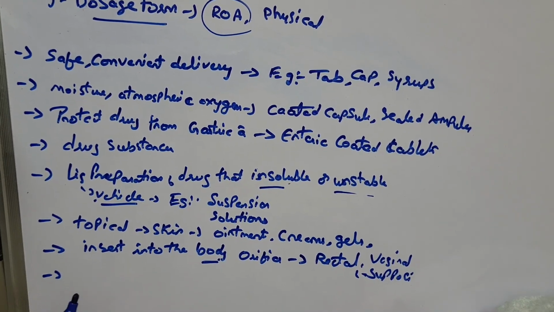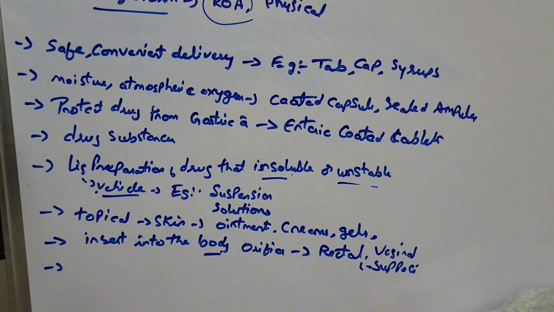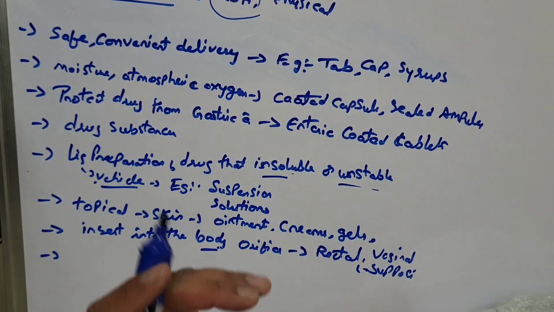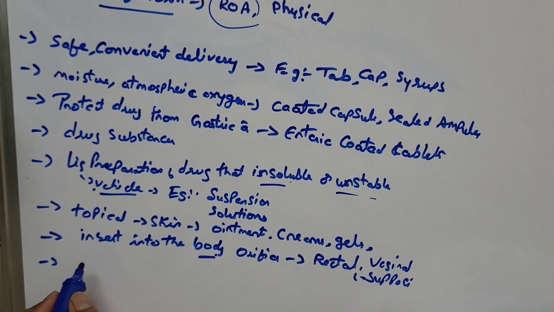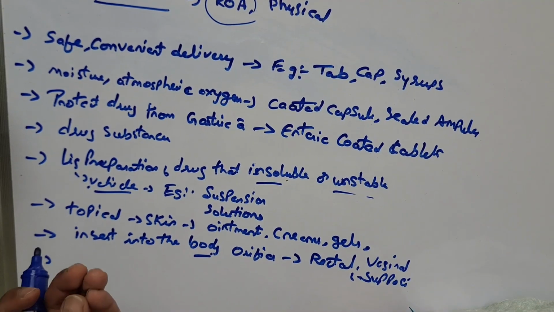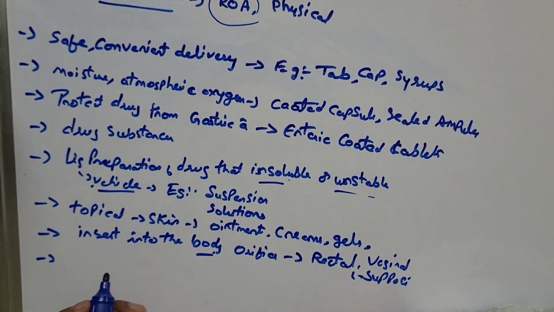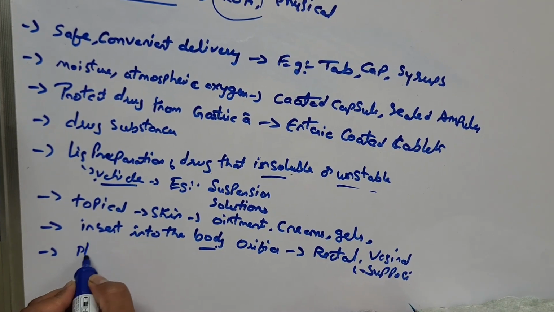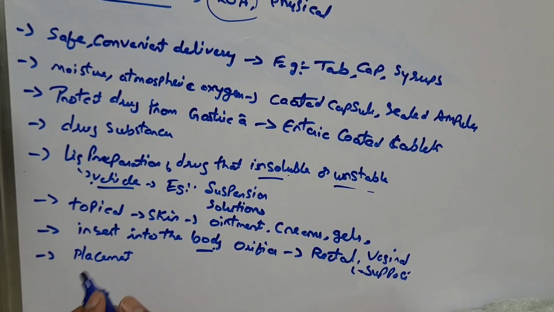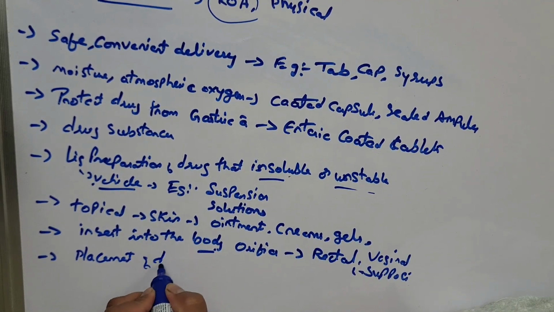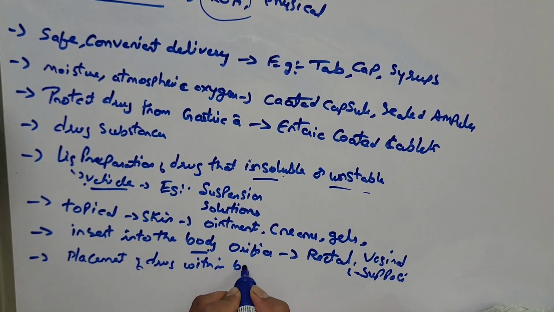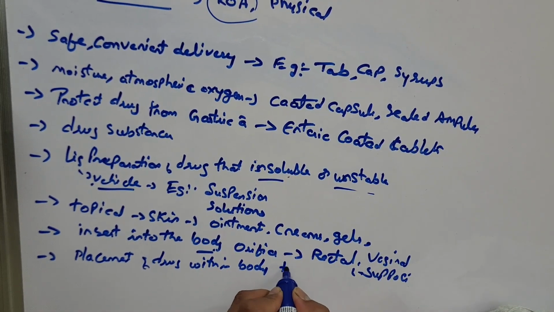And next, think of drugs which can be placed on body tissues, or which can enter the body tissues, like keeping a patch or a bandage. Transdermal patches or bandages. That means placement of drug within the body tissue.